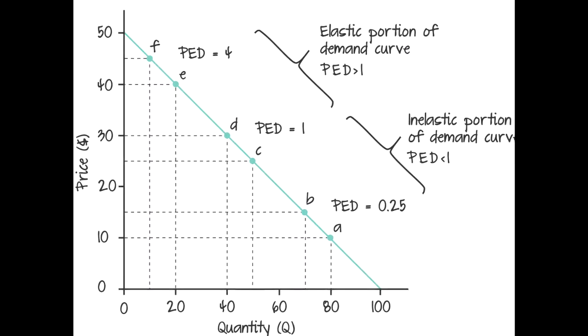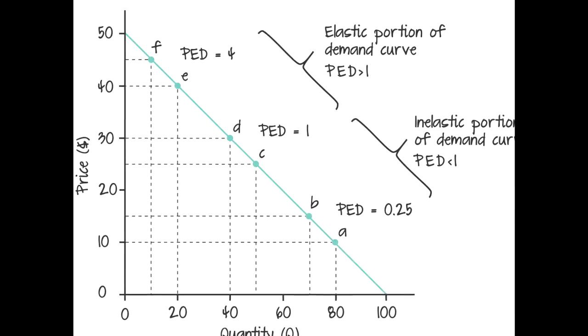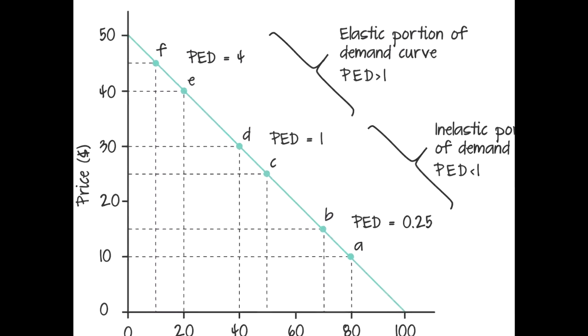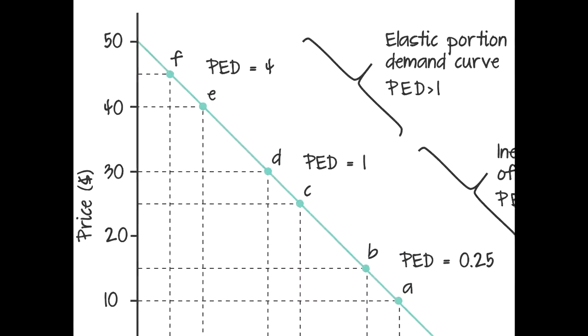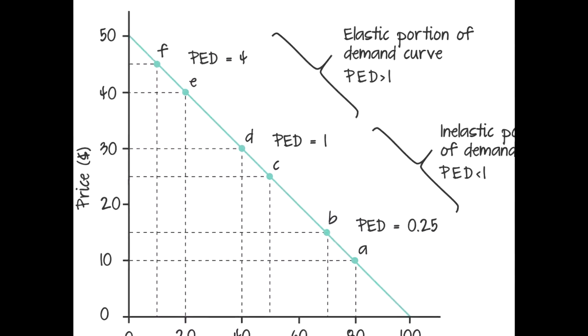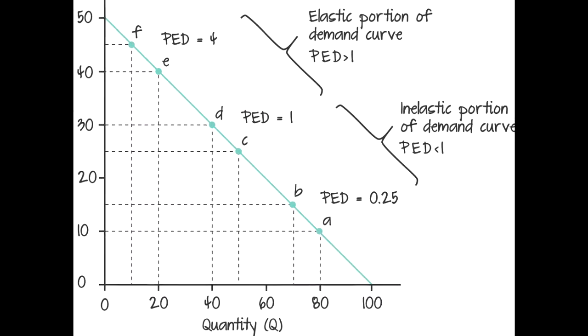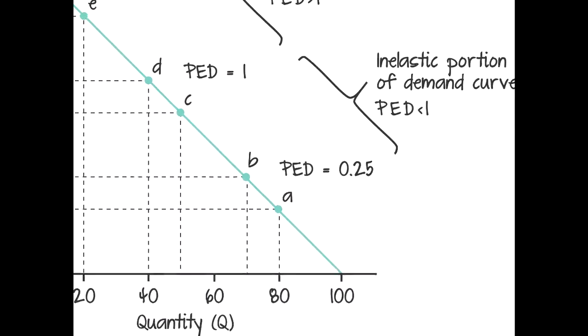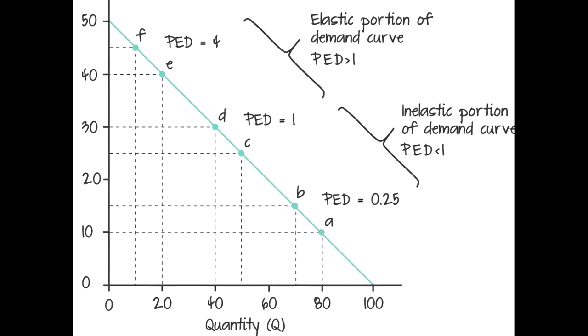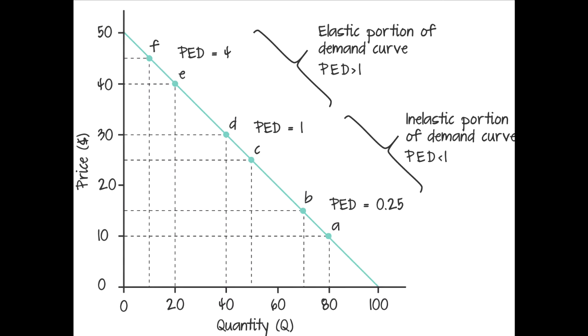Although there is a relationship between PED and the slope of the demand curve, PED is not the slope of the curve. As we can see in the graph, at points F and E, the PED is 4, while in the lower areas of the graph, at points A and B, the PED is 0.25, while in the middle, at points C and D, PED is equal to 1. This is the same for all linear downward sloping demand curves that are not unitary.